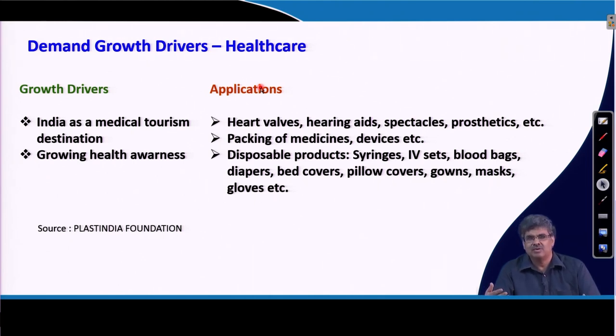Although polymers have a bad name because of their environmental hazards, as I said earlier, and I am saying once more, it is a responsibility for consumers like us to discard the polymers or plastic materials we are using properly. If we discard properly, then we will be able to solve this problem of plastic waste.